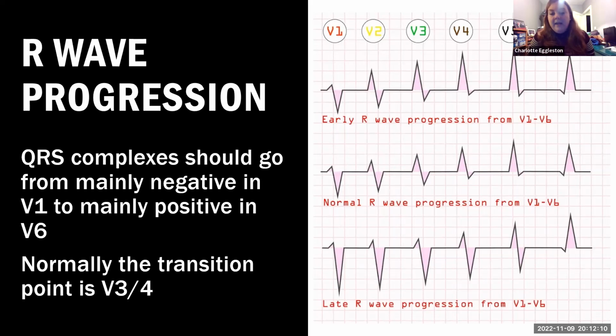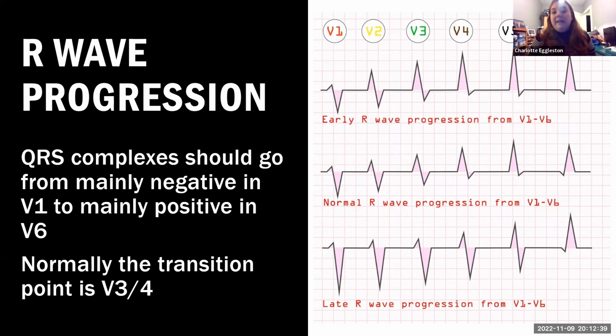So normally from V1 to V6, effectively it goes from quite a negative wave to a positive wave, and you can see that on the middle of those ECGs there. Normally it transitions about V3 to V4, where it's a bit half and half, negative and positive. If you get a change in that progression, it normally means that the electricity's had to bypass something. So that's why it doesn't look normal, and that's as technical as you need to know.